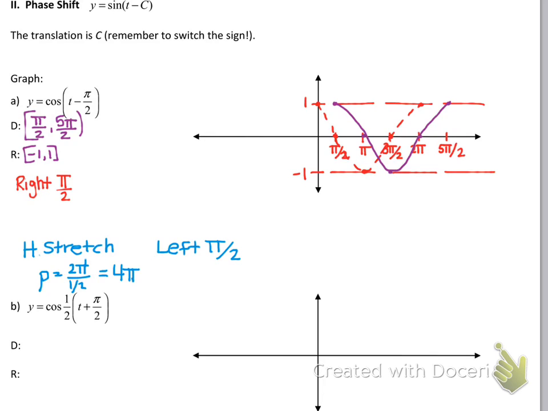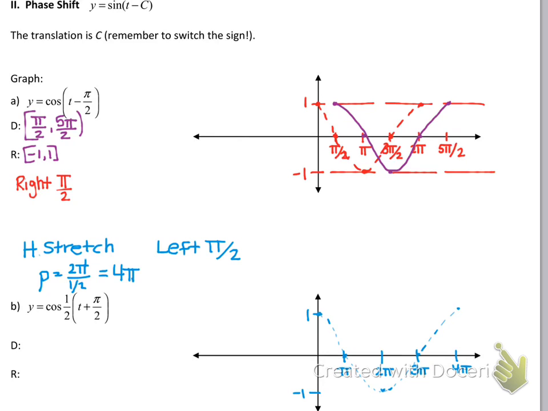Okay, so I'm going to first start with my period. I need to go to 4 pi. So I have 1, 2, 3, 4 pi. I'm down at -1 and I'm up at 1. So if I were to graph cosine, then it would look like this. Okay, but now we need to shift everything left, pi over 2.